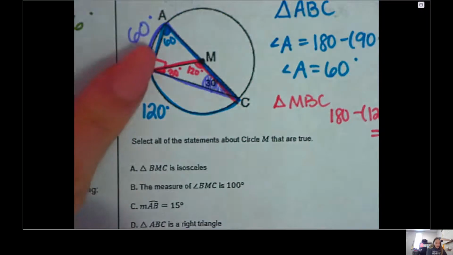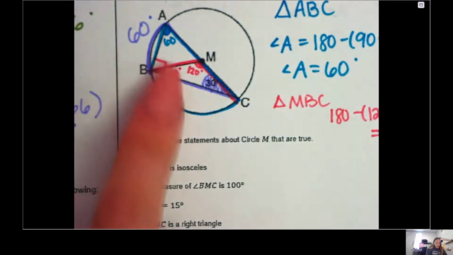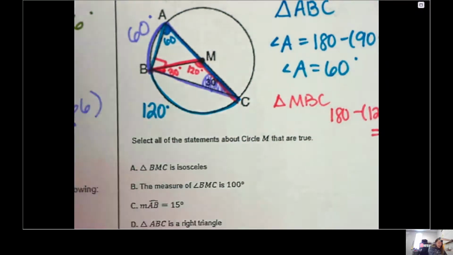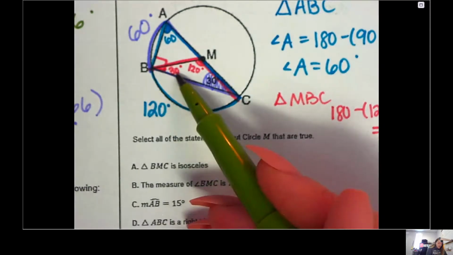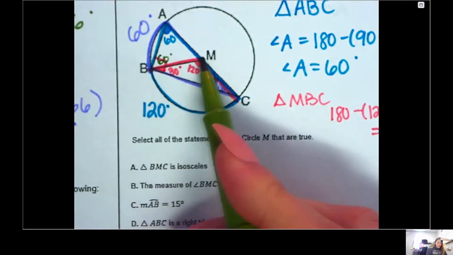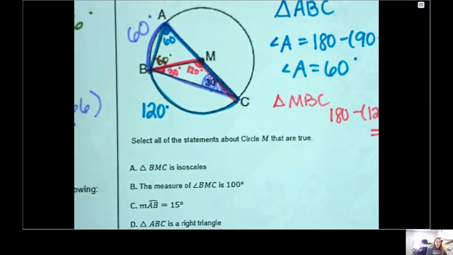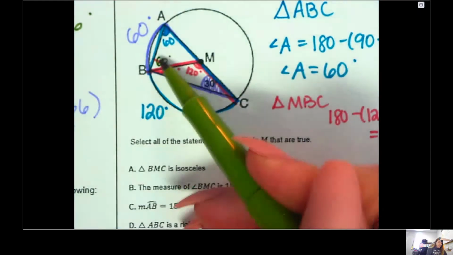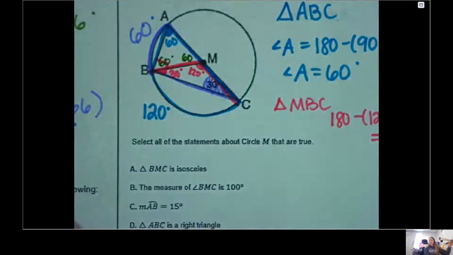And then I can figure out this angle because I know that these two added together have to give me 90. And if this is 30, 90 minus 30 gives me 60. And then, oh my God, I've got another triangle here that has to add up to be 180. So I can do 60, 60. This one also has to be 60 to add up to be 180. Oh my gosh, that was a lot.